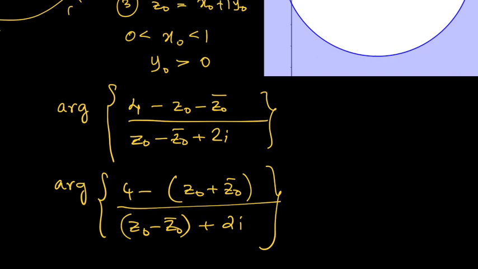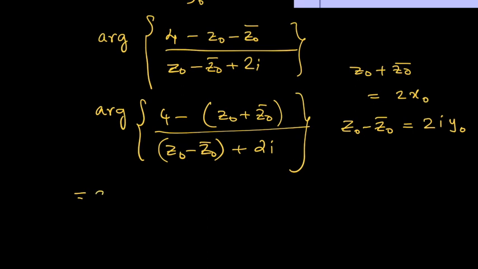Now what is z0 plus z0 conjugate? A complex number plus its conjugate is going to be 2 times the real part of the complex number. Why? Because the imaginary parts will get cancelled off. And what will be z0 minus z0 conjugate? It is going to be 2i y0. Why? Because the real parts will get cancelled off and the imaginary parts will get added up along with i multiplied to it. Fine. So let's substitute these quantities.